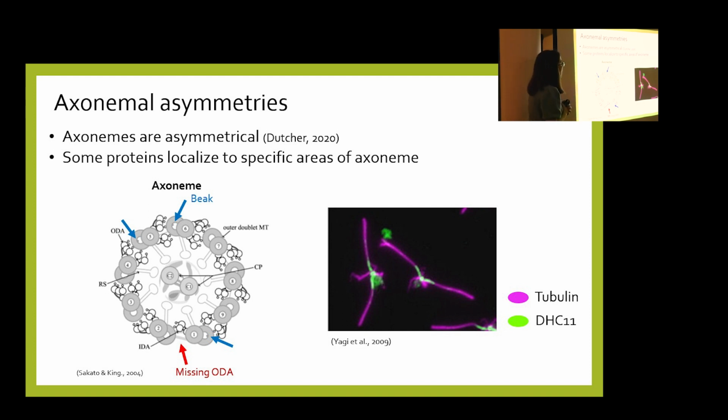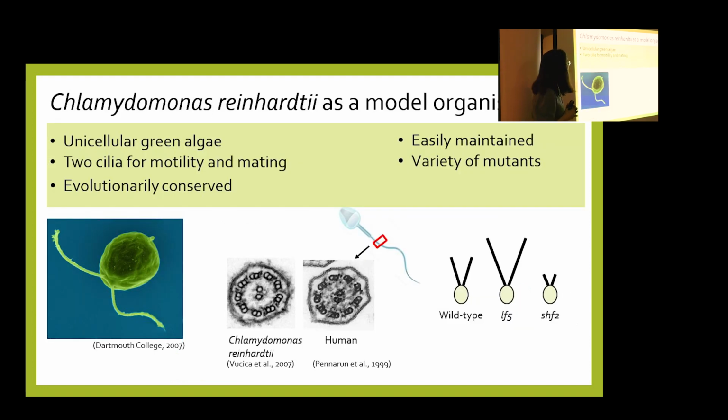And a lot of what we know about these axonemal asymmetries come from studies using an organism called Chlamydomonas reinhardtii. And Chlamydomonas reinhardtii is a single-celled green algae that has 2 cilia for motility and mating. The cilia of Chlamydomonas reinhardtii are very evolutionarily conserved. So in these 2 axonemes here, one from Chlamydomonas and then one from a human sperm tail, just looking at them, you can really see the similarities between these 2 axonemes.